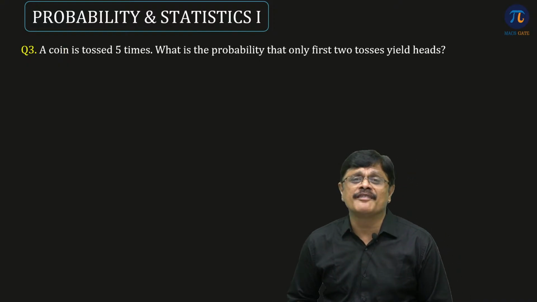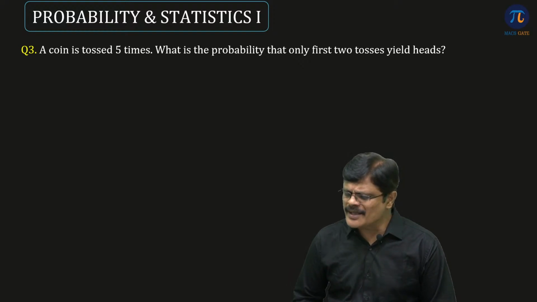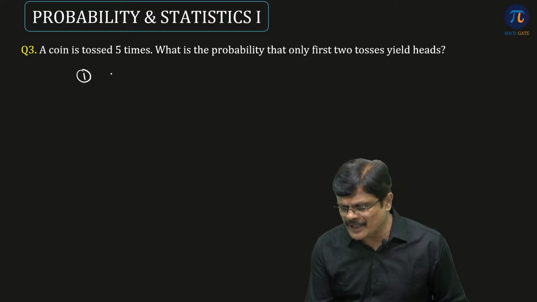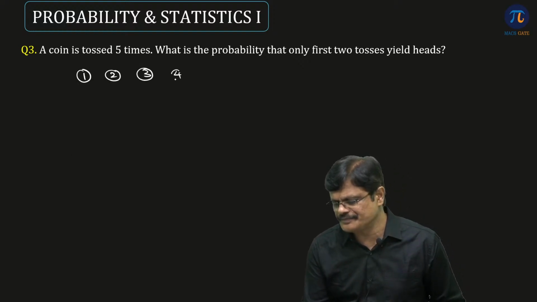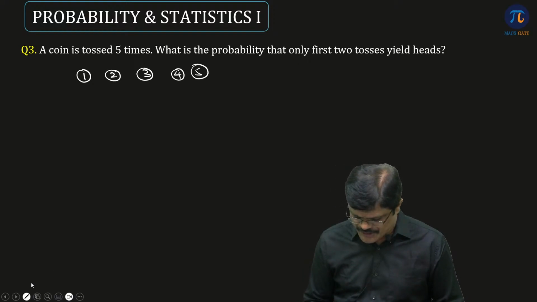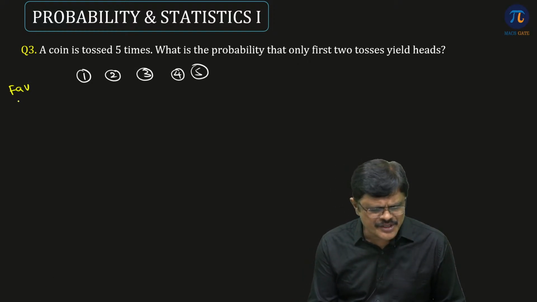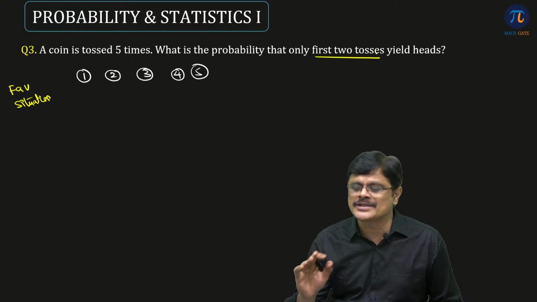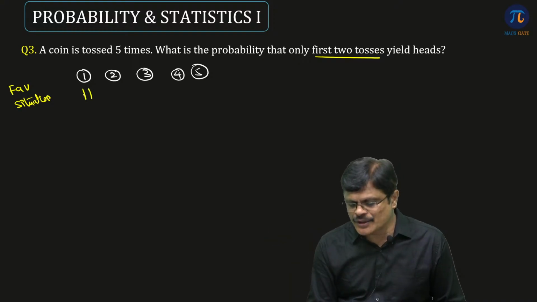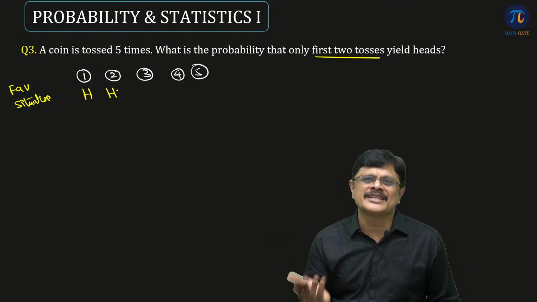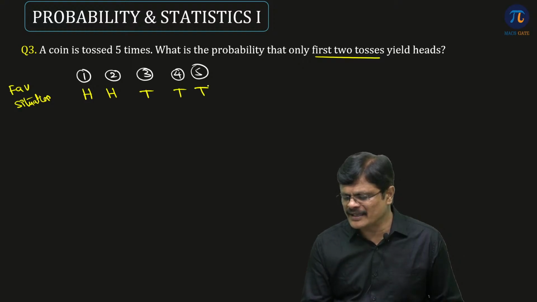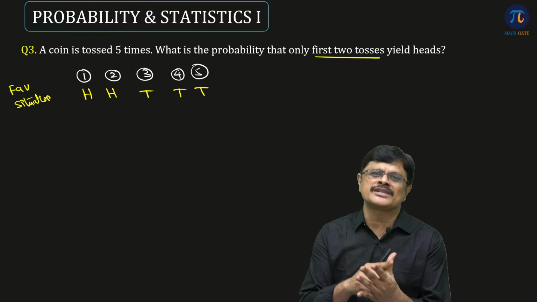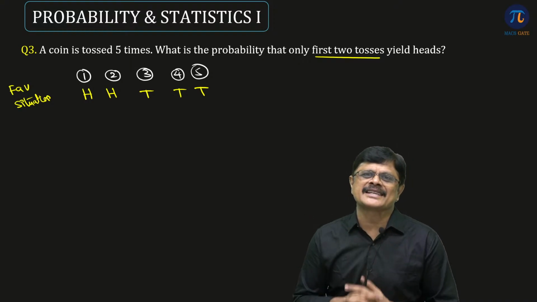A coin is tossed 5 times. Very good. What is the probability that only the first 2 tosses yield head? So you tossed the coin how many times, Babu? 5 times. And what is the favorable situation you want? Only the first 2 tosses yield heads. So first 2 tosses you want to get heads. What does it mean? In the remaining tosses you get tail. So he wants you to get head in the first toss, head in the second toss, tail in the third toss, tail in the fourth toss, and tail in the fifth toss. And for this he is asking the probability.